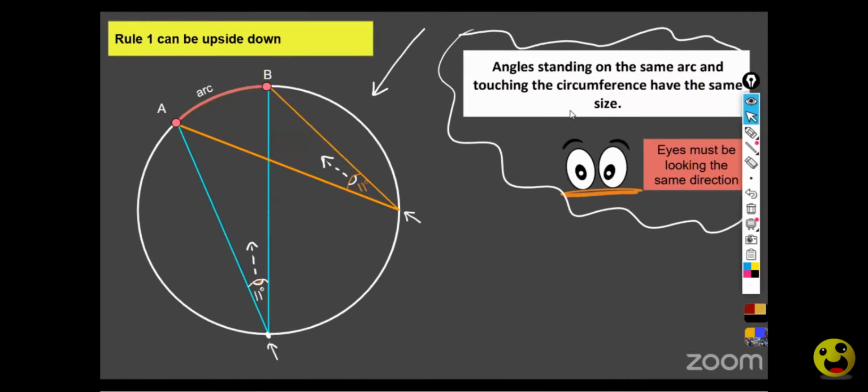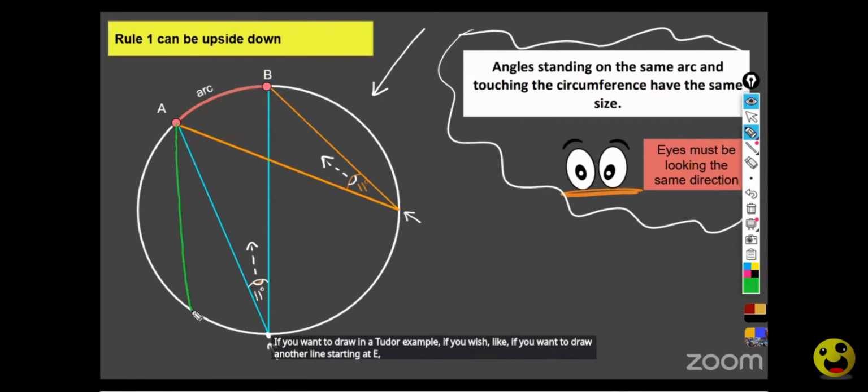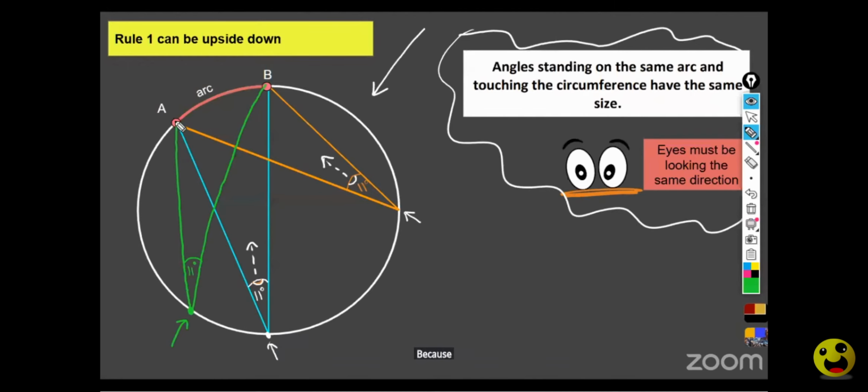If you want to draw a third example, if you wish, draw another line starting at A, hitting the circumference and bouncing back to B, feel free. Just make sure it hits the circumference at a different point. It will also be 11 degrees in this example because this green one starts at A and finishes at B, and it is touching the circumference.